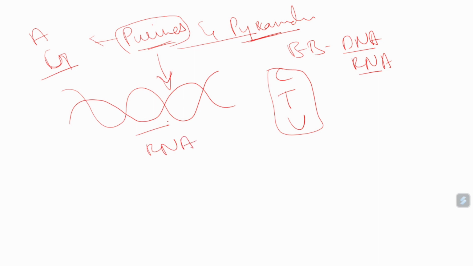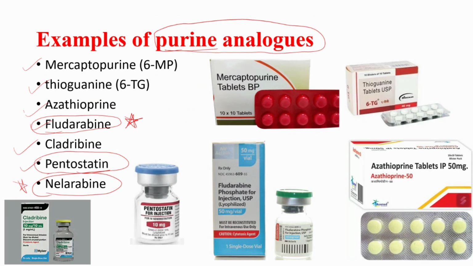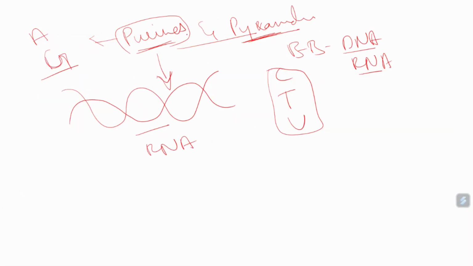DNA and RNA are the macromolecules which are synthesized from the bases of purines and pyrimidines. Now we are discussing the purine analogs. These drugs, purine analogs, are very similar to purines. We have adenine and guanine, which are purines. These drugs are purine analogs, similar to purines.